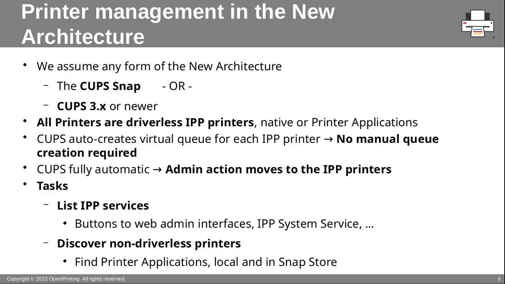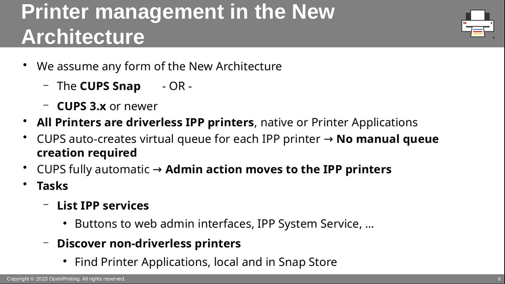And so in the now, you know them from the old architecture. You had to set up a print queue with a printer setup tool, choosing one of the discovered printers and assigning a driver, a PPD, to them. And so the printer setup tool was listing your manually created CUPS queues. Now in the new architecture we have to go differently.